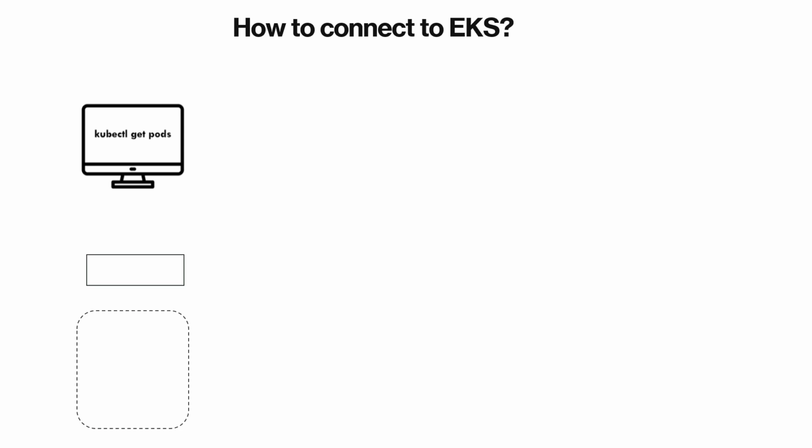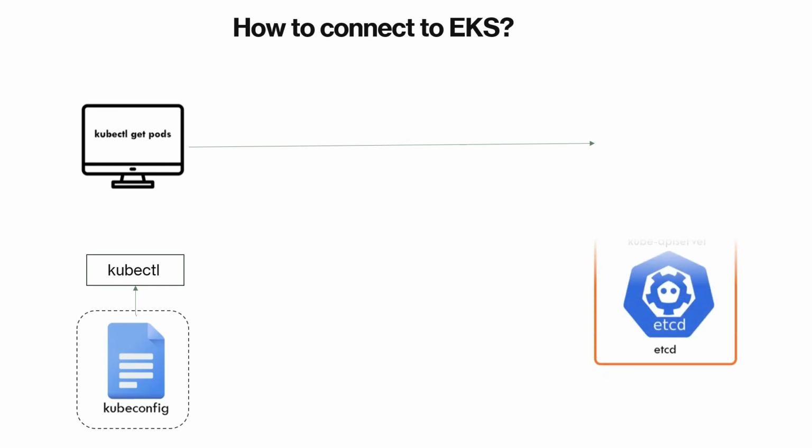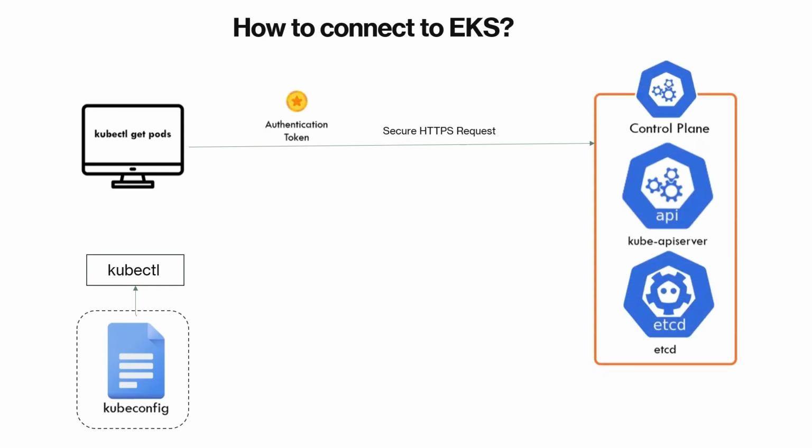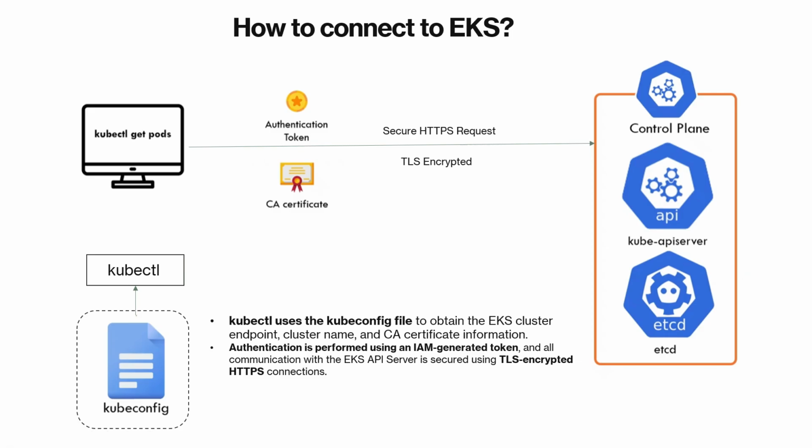Now, how do you connect to EKS? When you run a command using kubectl, it reads a kubeconfig file to locate the EKS API server endpoint and the cluster certificate authority, or CA. It then generates an authentication token and sends a secure HTTPS request to the Kubernetes API server running in the EKS control plane. The request is TLS encrypted, and kubectl uses a certificate to verify the sender's identity before the request is processed. So even if one availability zone goes down, your cluster stays online. That's the power of AWS managed infrastructure.